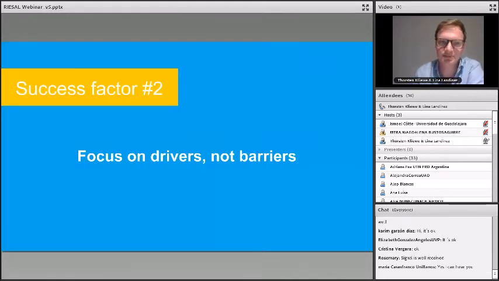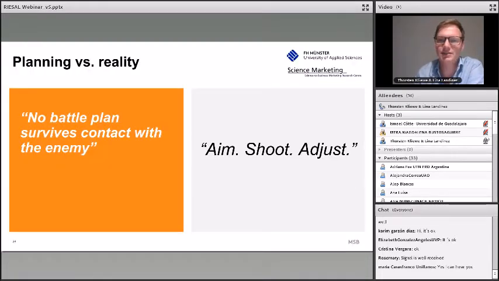Success factor number two is focus on drivers, not barriers. So the main finding which we have here is that many universities try to reduce barriers to UBC as much as they can. However, that is not always the most clever thing to do. Why not? We have a statement here: no battle plan survives contact with the enemy. So we cannot actually plan everything in advance.